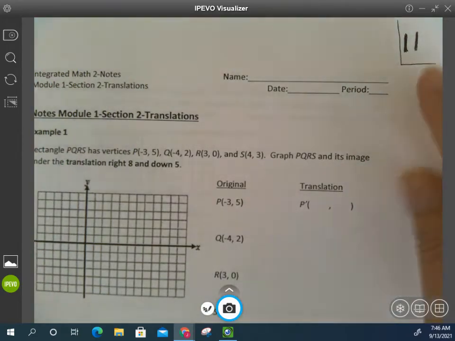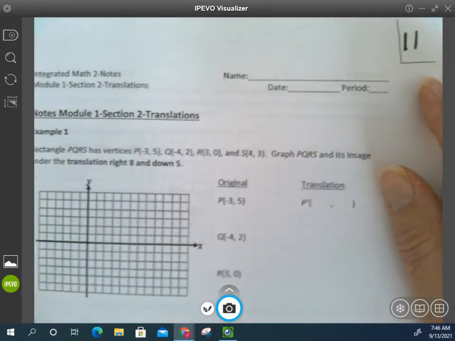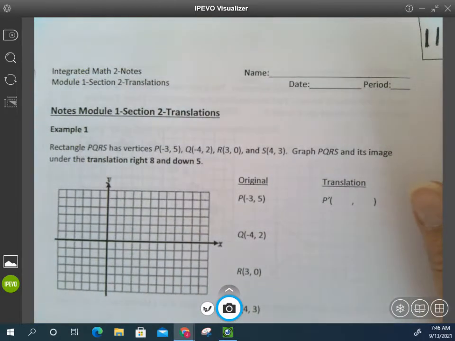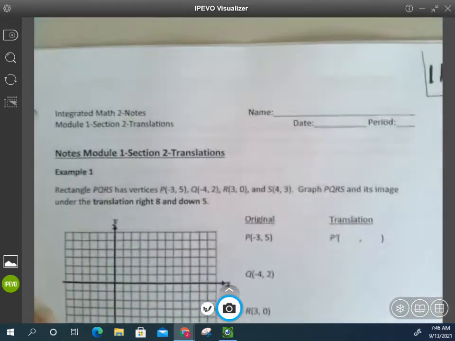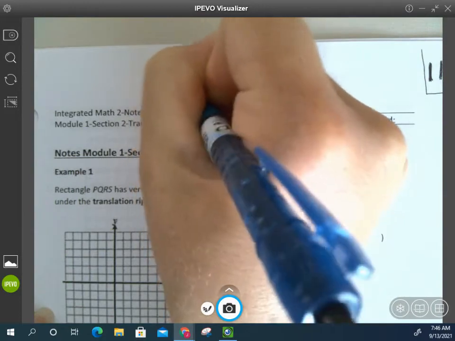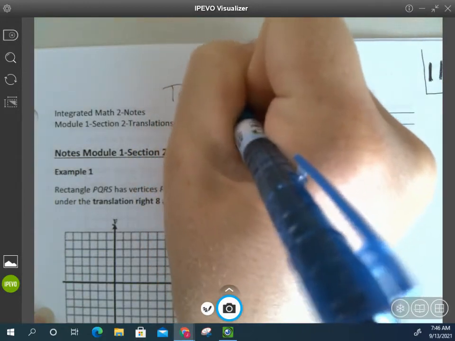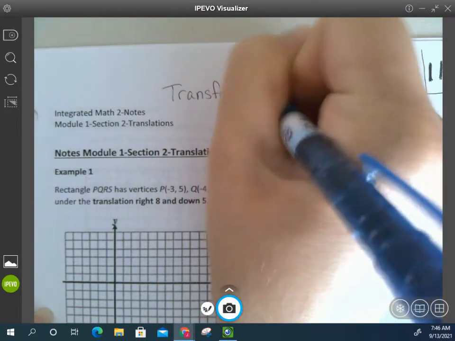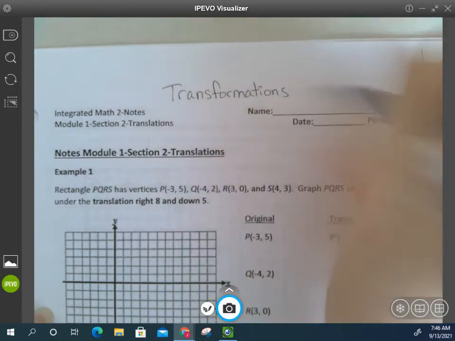All right, today we're working on page 11 in our packet. Overall, the idea is that these are all transformations. So I want to write that on the top of the paper so it doesn't get confused. Transformations. And there are 4 transformations that we're focusing on.